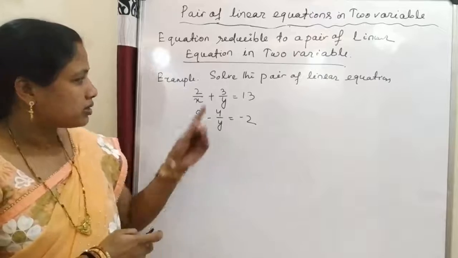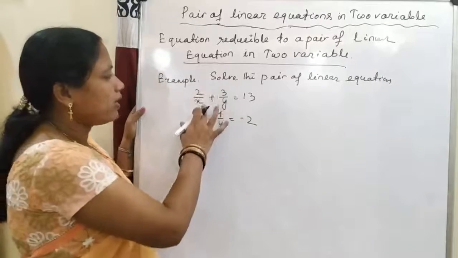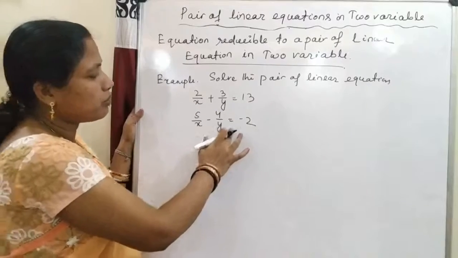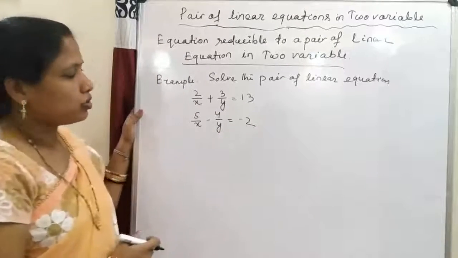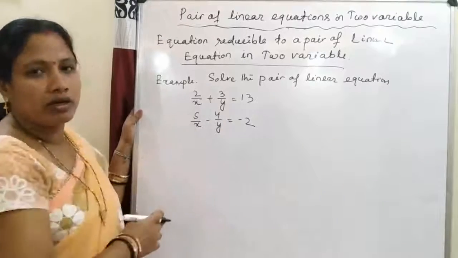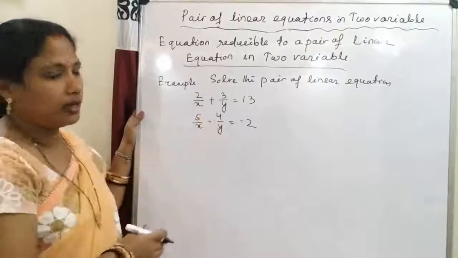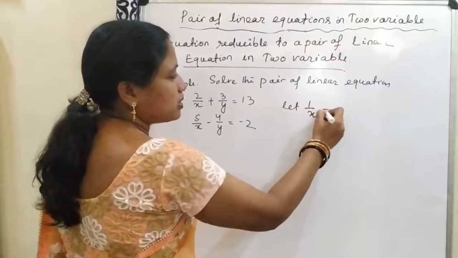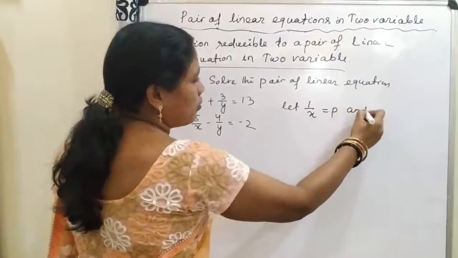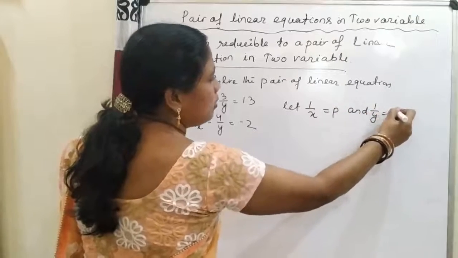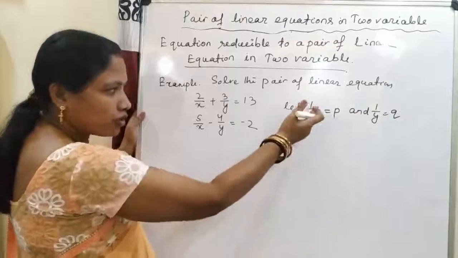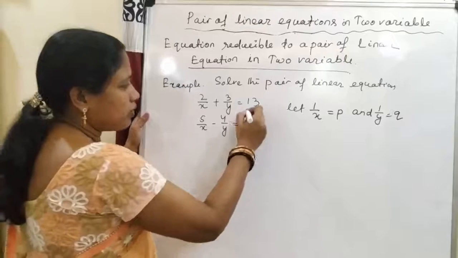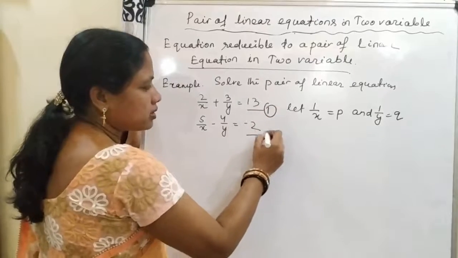So here, as an example, 2/x + 3/y = 13 and 5/x - 4/y = -2. Here the equations are not linear, but we will make them linear. So here let 1/x = p and 1/y = q. Then we will put the values of 1/x and 1/y in these equations. This is our first equation and this is the second equation.